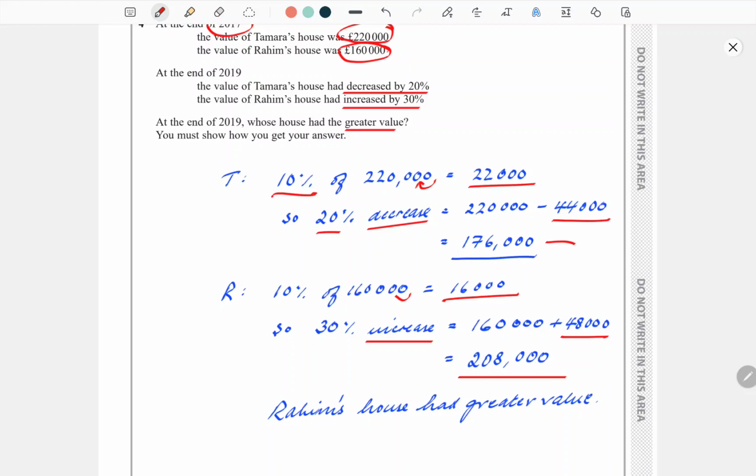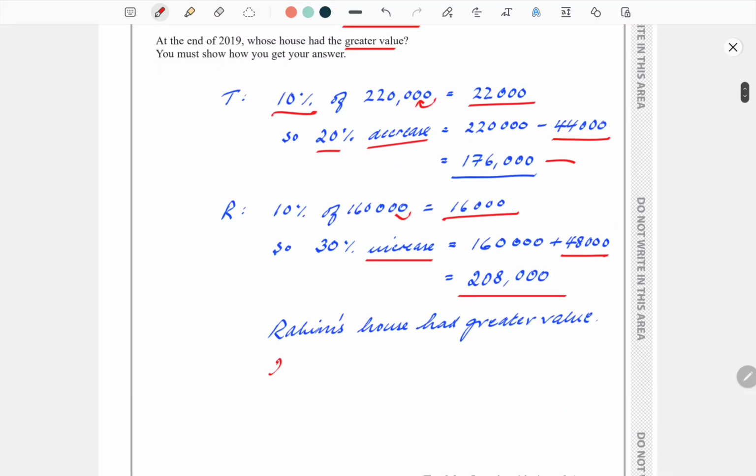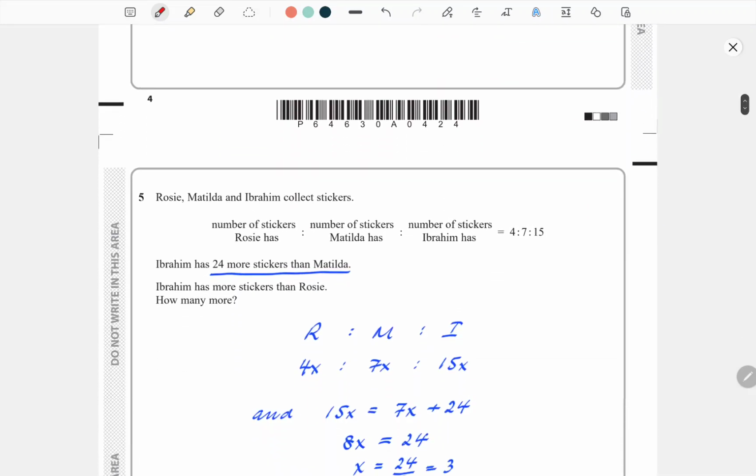208,000. So therefore, because obviously 208,000 is greater than 176, your answer is simply the sentence here: Rahim's house had greater value at the end of that. That's all you need to write. No more fuss than that.